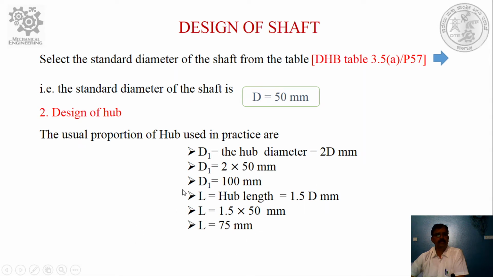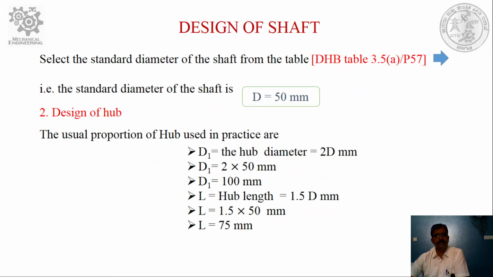Now here we have the usual proportions, that is, empirical rules. Substitute the values here to get d1, the outer diameter of the hub, and the length of the hub. Now let us check this.